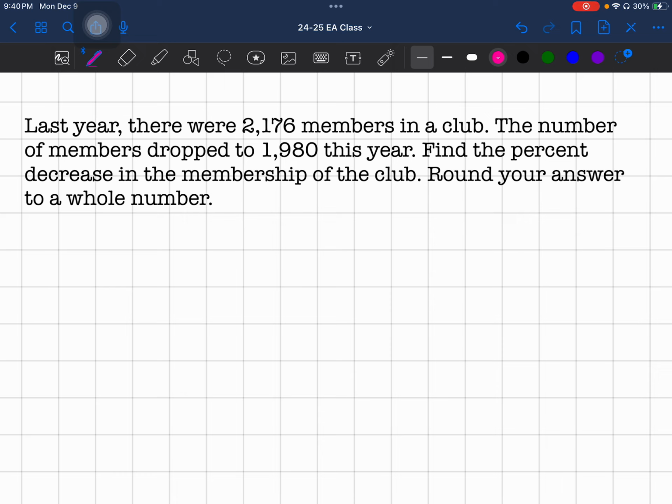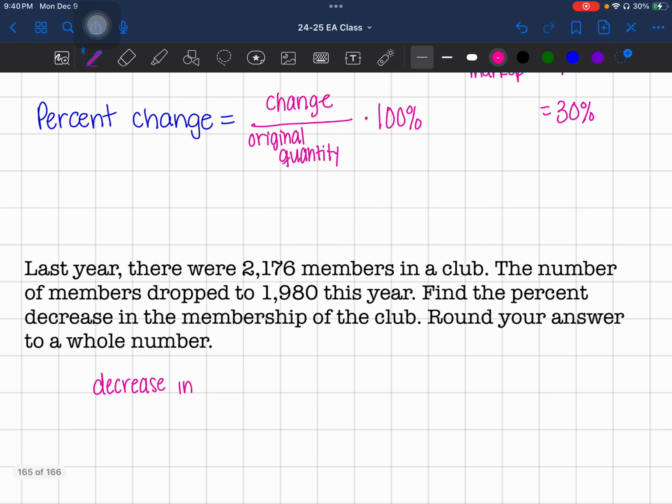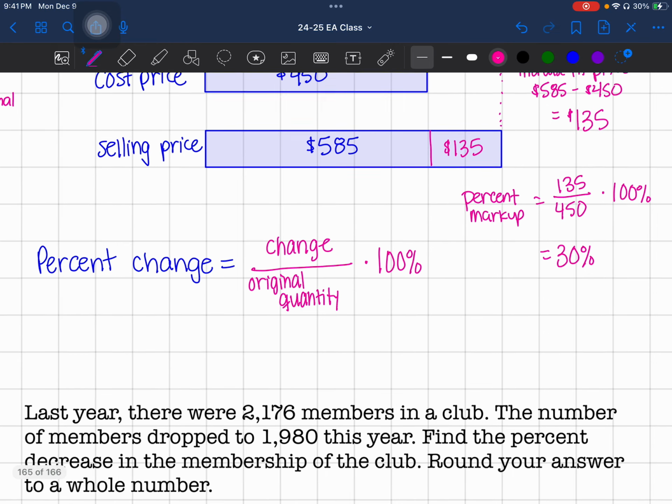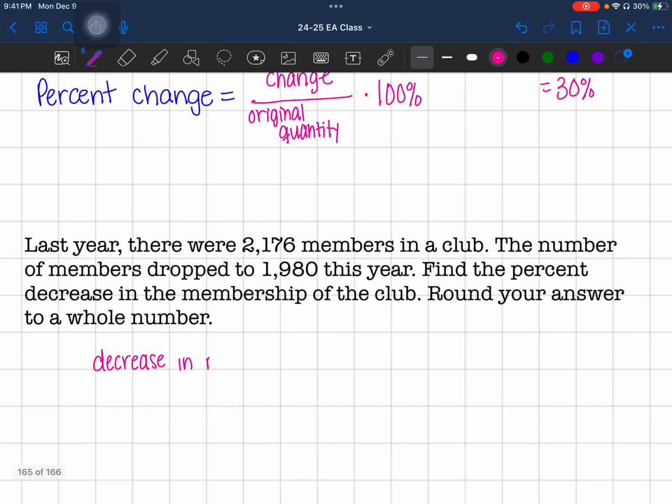Okay, so without drawing a picture, we're going to first find the decrease in members. Remember, we talked about finding percent change. We have to find the change. So we didn't mark up this time, we decreased. So we're going to find the decrease in members. We're going to take the original amount, which is 2,176, and we're going to subtract what it dropped to, which is 1,980. And so 2,176 minus 1,980 is 196.